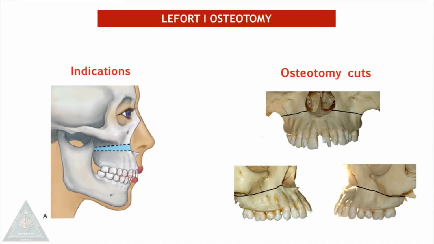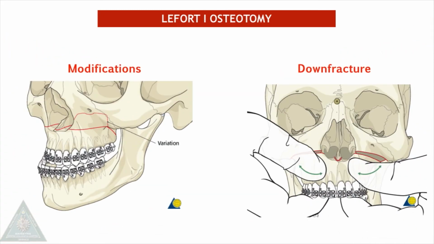The LeFort 1 osteotomy is the most versatile maxillary orthognathic procedure. It is indicated in cases of vertical maxillary excess, maxillary deficiency, open bite and bimaxillary protrusion. The osteotomy cuts follow the LeFort 1 lines which were set forth by René LeFort. The osteotomy cuts can also be modified as per the patient requirement.